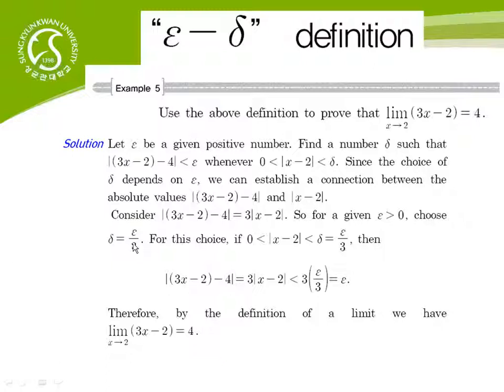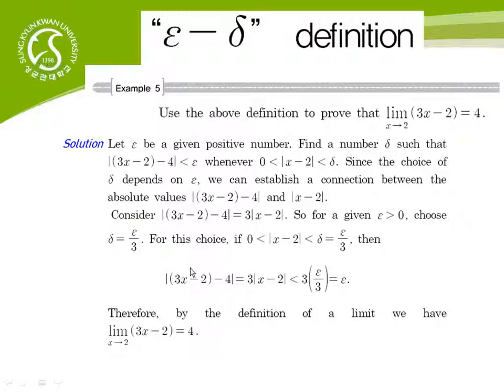If you make delta epsilon over 5, it still works. You can make it small enough. You can make delta epsilon over 100 as well. So for any epsilon, if delta is epsilon over 3 or less, then whenever this holds, this is true.